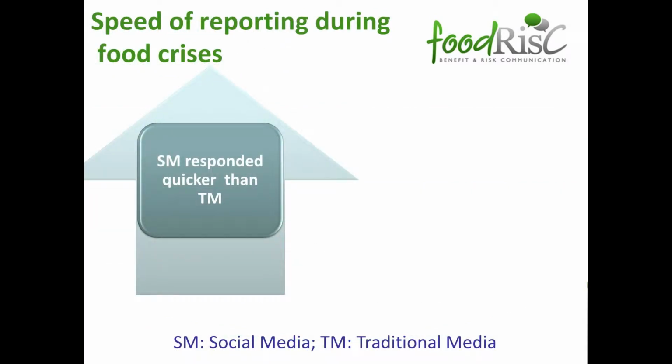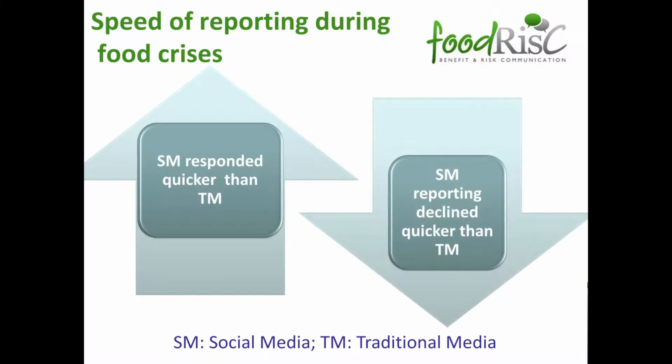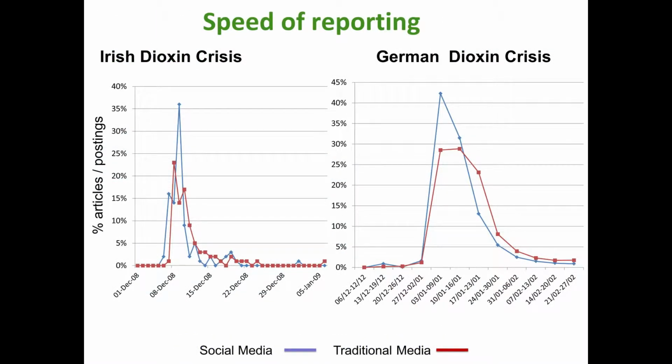So in addition to significant differences in the volume of reporting, we also found significant differences in the speed of reporting during crisis. Firstly, we found that social media responded much quicker than traditional media. But secondly, we found that social media reporting declined quicker than traditional media. And you can see these 2 effects more closely in this slide here. On the left-hand side of your slide, you can see the reporting which occurred for the Irish dioxin crisis, and on the right-hand side for the German dioxin crisis. In both cases, the social media is represented by the blue line and traditional media by the red line. So as I said, we can see here the speed of reporting quicker in social media, but equally so, the decline in reporting quicker in social media.